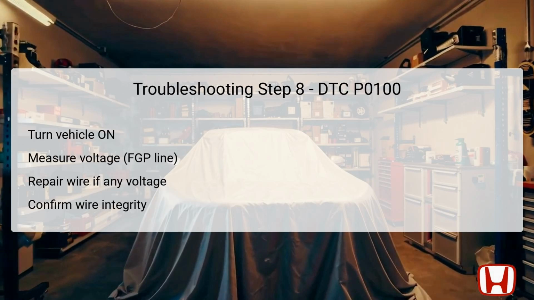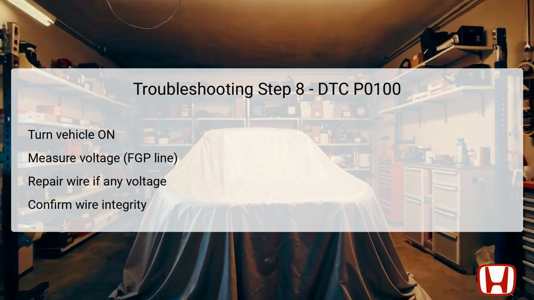In Step 8, the status of the FGP line is further scrutinized for potential shorts to power. Start by switching the vehicle to the on position without starting the engine. With the connectors still disconnected, measure the voltage from the MAF sensor's female terminal number 1 to the body ground. If any voltage is detected, this suggests there is a short to power in the FGP wire, requiring repairs.